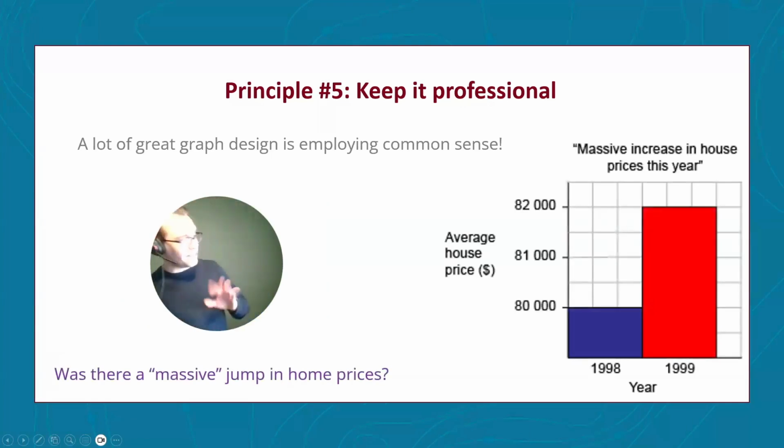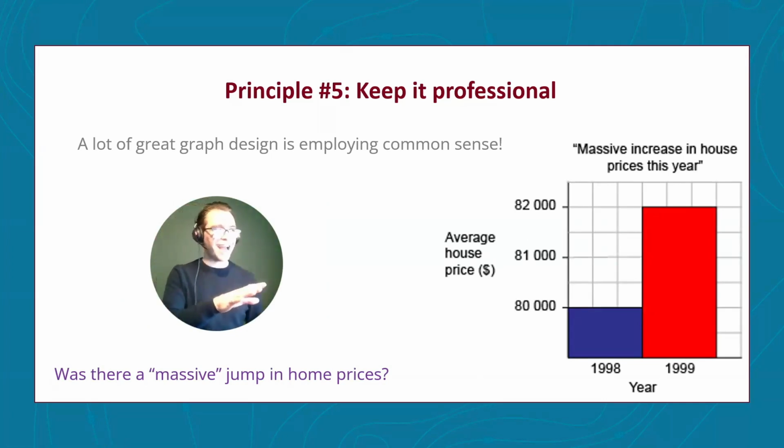One last example, it's kind of a dumb one, but it works. This graph shows the average home prices for 2 different years. And the plot title here is saying that we've got a massive increase over last year. And certainly the bars make it seem like there was one. But again, I want you to check the y-axis here. The difference is actually only $2,000 or about 2.5%, right?